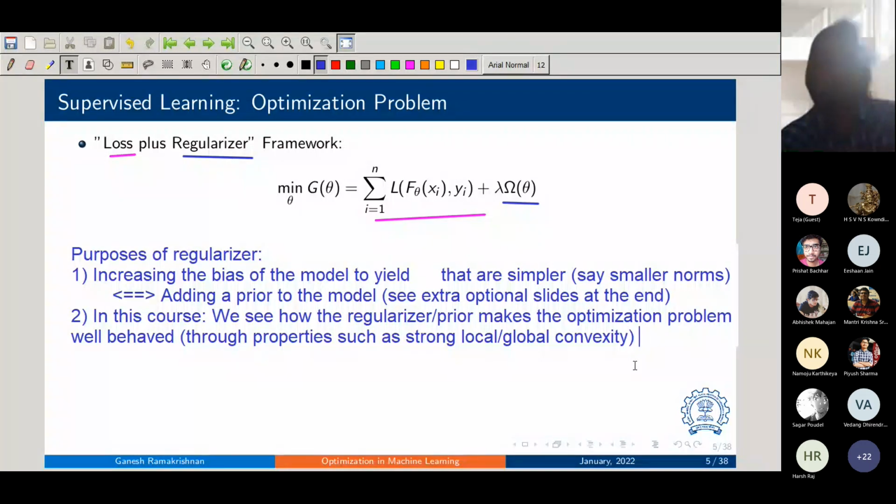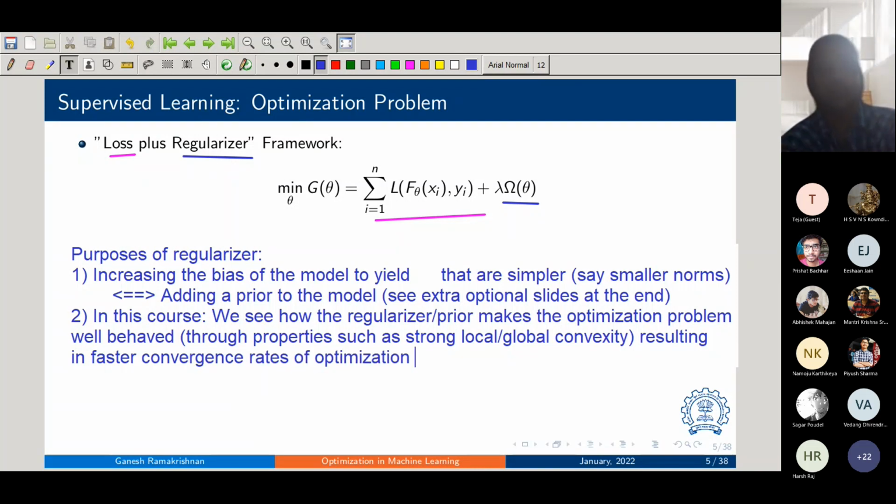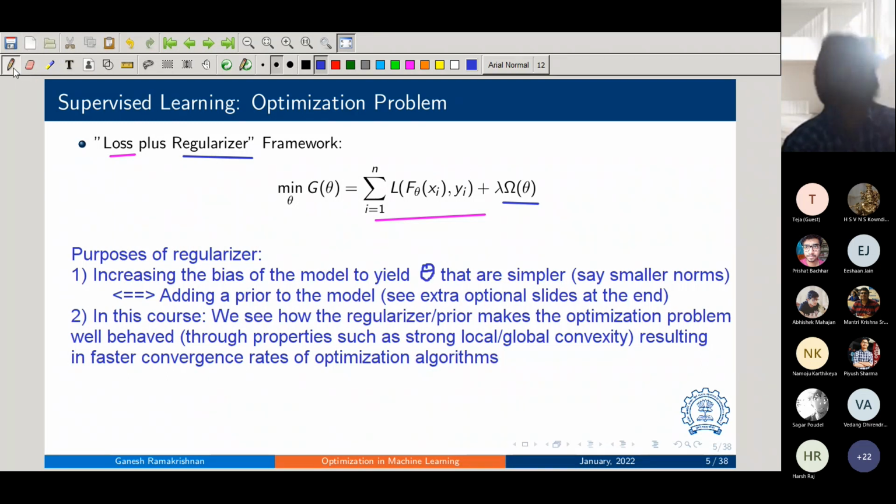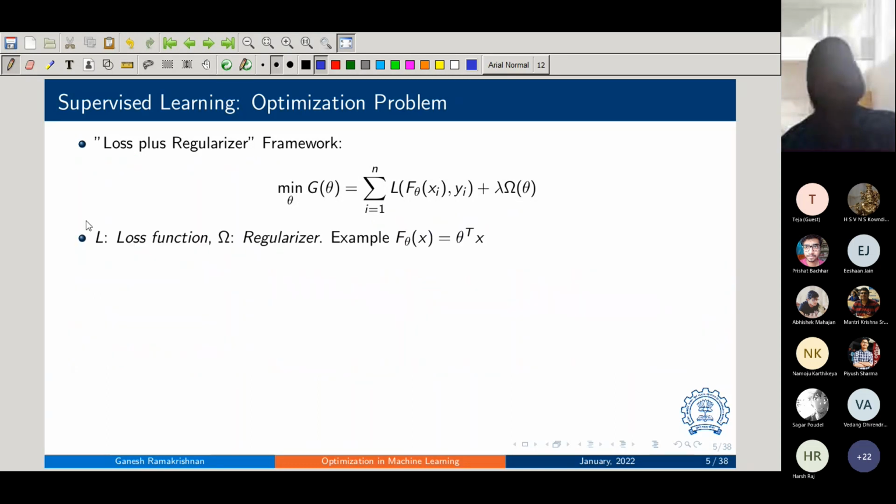And what is the result? Resulting in faster convergence rates of optimization algorithms. They'll just converge faster. Yeah, largely these are sufficiently broad reasons to have the regularizer. And let's take some examples.